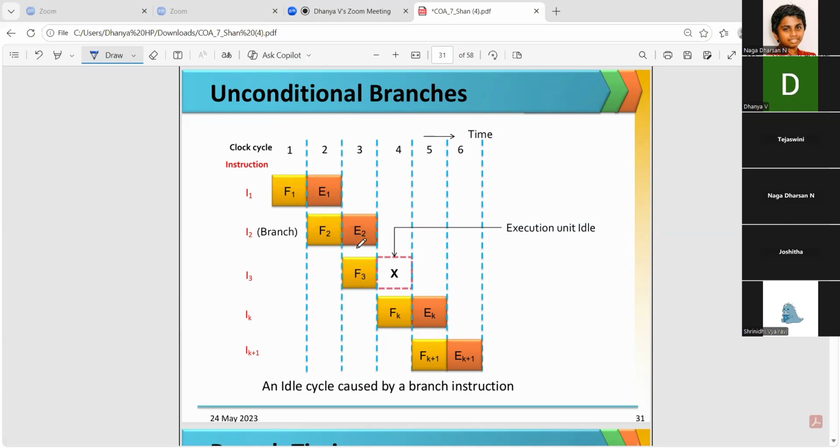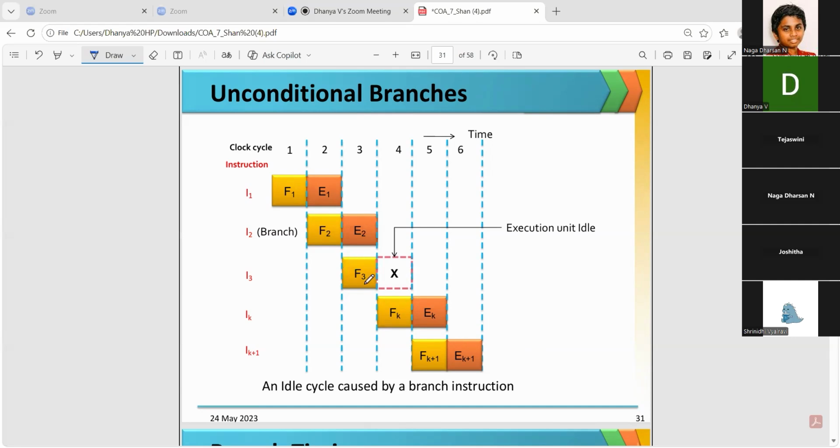Like that, it will notice. So by the time E2 is noticing the loop or the branch statement, F3, the fetch statement, would have already been completed, right? So in your branch condition, you're not going to jump to the next statement, no? You're going to jump some n statements, some amount of statements.